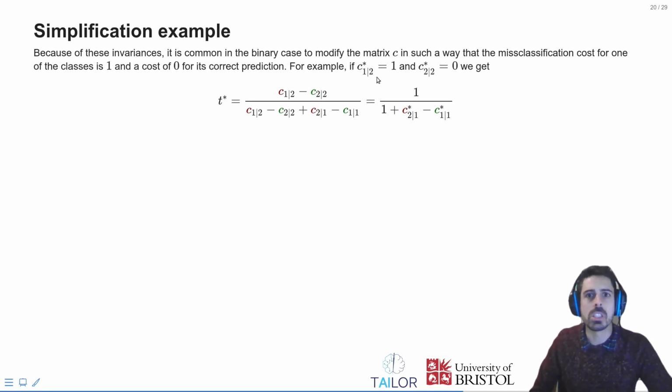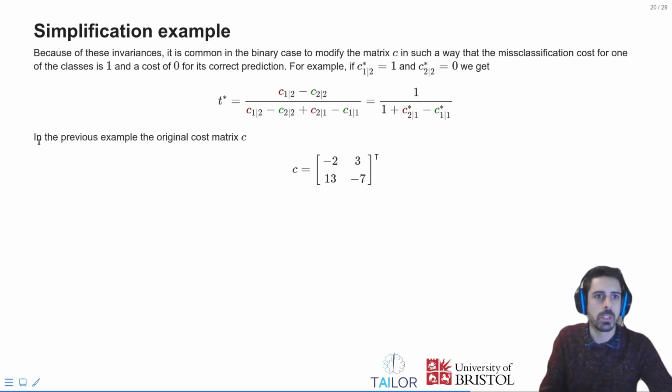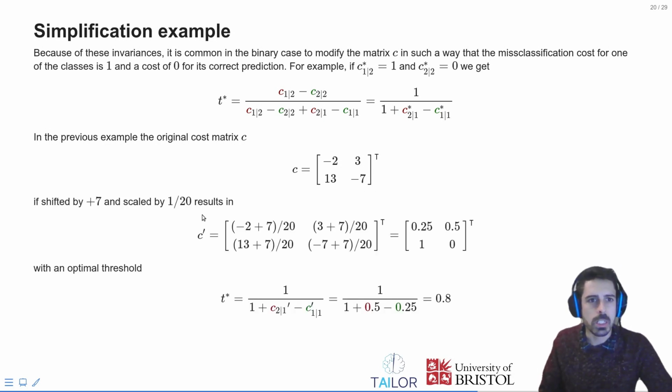Notice that we have actually changed the cost matrix to this cost matrix star. I don't show here what the actual values of these ones are. I will show it later. But let's see an example. This is the previous cost matrix that we have seen in the previous slide. Then we can see that if we shift by +7 and scale it by 1/20, it results in this cost matrix, which follows what I mentioned before, and then the optimal threshold will be easier to compute with this new matrix.